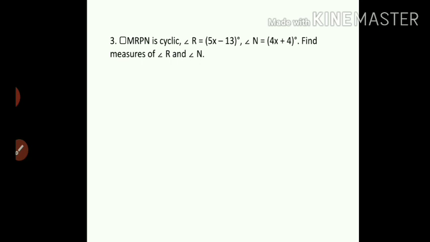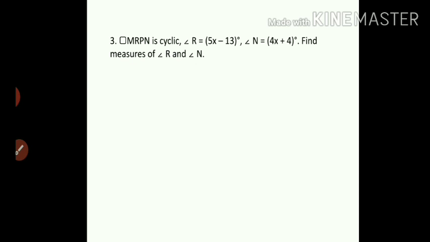Question number 3: quadrilateral MRPN is cyclic. It is given that quadrilateral MRPN is cyclic where angle R is equal to 5x minus 13 degrees, angle N is equal to 4x plus 4 degrees. Now find the measure of angle R and N. Angle R and angle N are given in the form of equations.